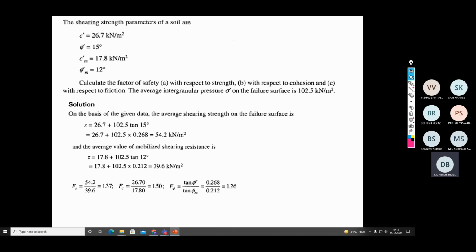If not, please verify. Then with respect to cohesion, we have to take only the cohesion value, which is very simple. Simply take the ratio of c' by c'm, and with respect to friction, it is tan φ' by tan φ'm. I hope everybody got the answer.